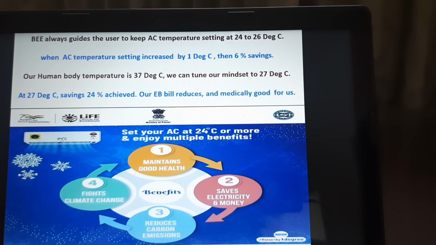The Bureau of Energy Efficiency always guides users to set the AC temperature to 24 to 25 degrees, and for every 1 degree centigrade increase in temperature, almost 6% electricity savings is achieved. Our human body temperature is almost 37 degrees. You can tune your mindset to keep your AC temperature at 27 degrees, that is 10 degrees less than our human body temperature. At 27 degrees, 24% electricity savings is achieved. It is also medically good for us, as proven by experts and as told by the Bureau of Energy Efficiency under the Ministry of Power.